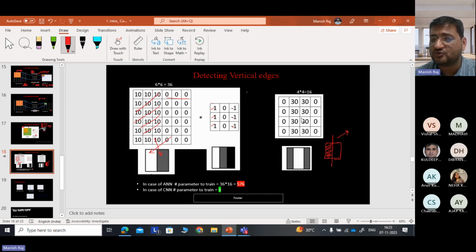It will divide automatically into two parts. In the middle you can see some value will come after the convolution, and the edges part will be 0. So you can see this type of filter is used for the vertical thing.